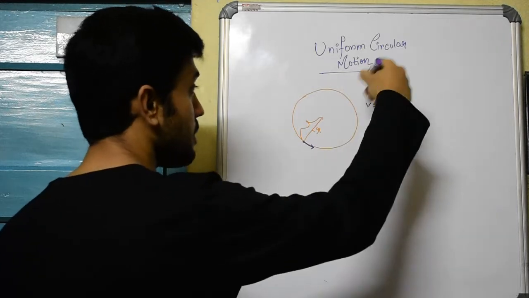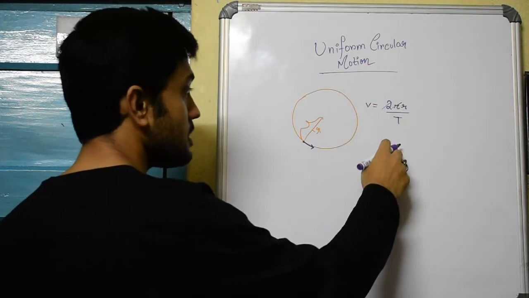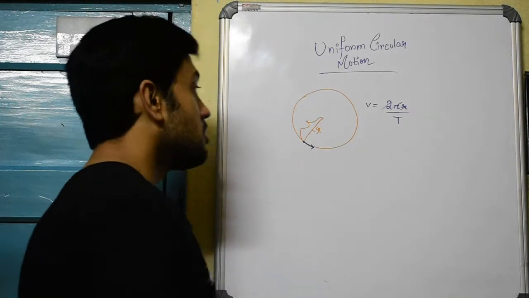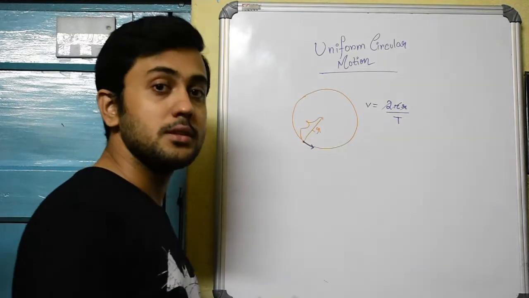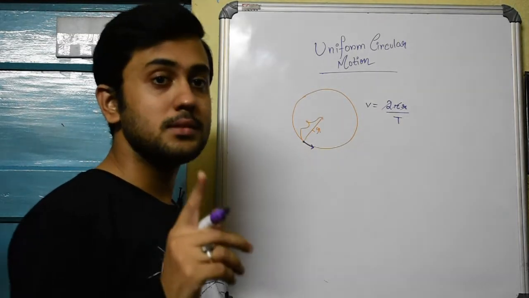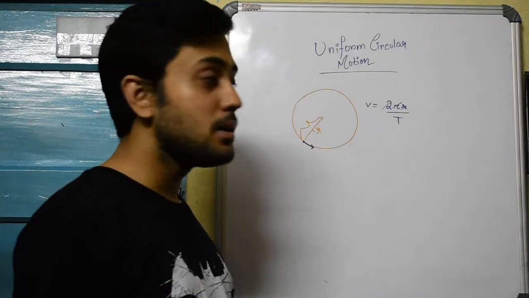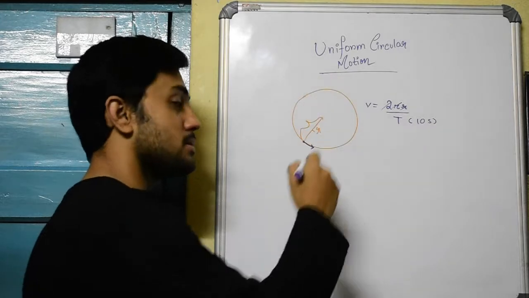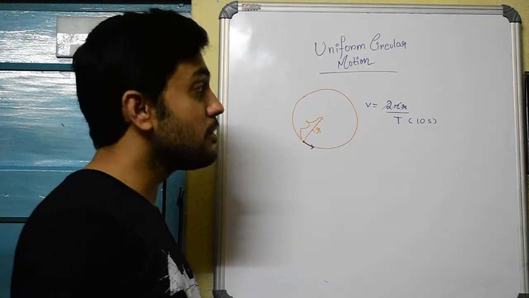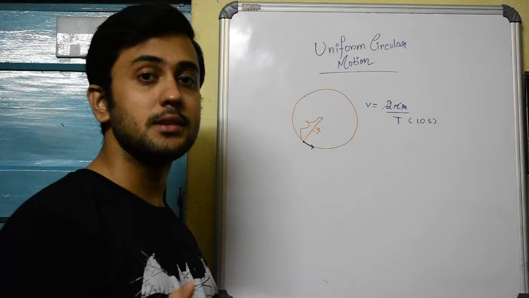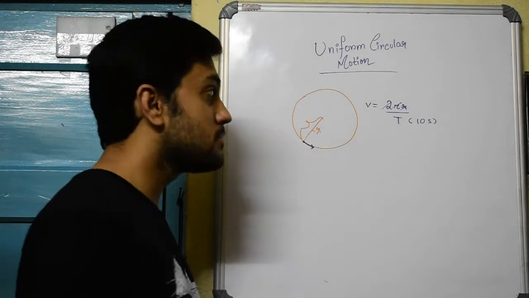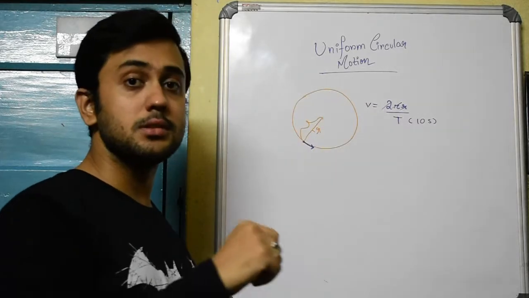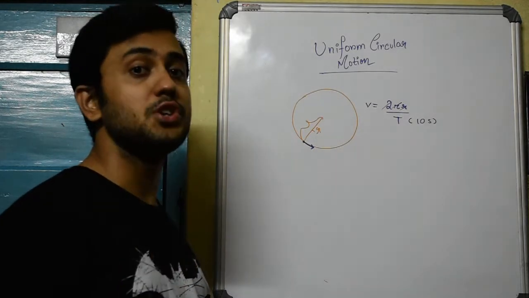Now you see, in this particular formula, 2 and pi are constants, and the radius of the circle is also a constant. So if the particle manages to cover the circle once in the same unique time every time, that is to say, if it takes, suppose, 10 seconds to complete one circle the first time, and if it manages to maintain this time of 10 seconds for the subsequent motions as well, then the speed of the body is a constant. But even though the speed of the body is constant, the velocity of the body is changing.